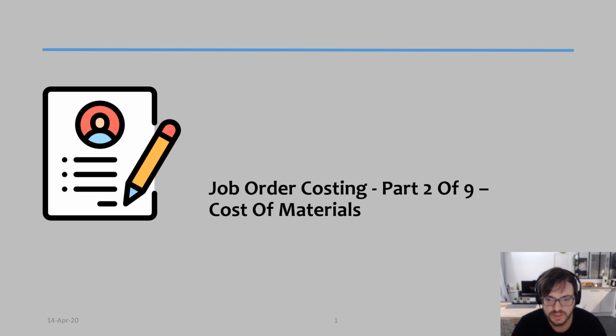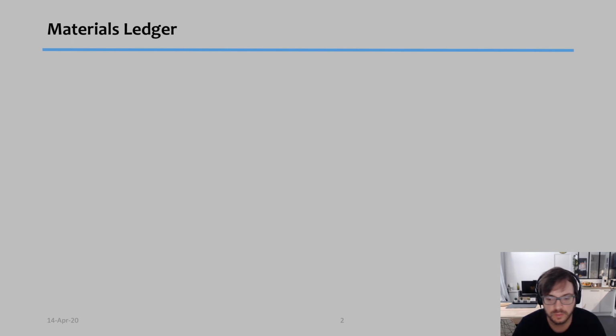Right, welcome to the second part of this mini-series about job order costing system, and in this video we're going to talk about cost of materials. So the first thing we need to know is that there is this document called the material ledger, which is basically where we're going to manage all the materials we have.